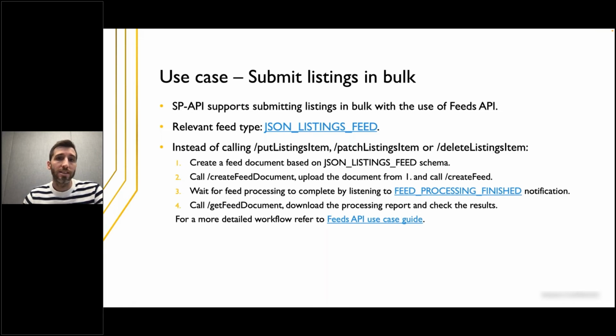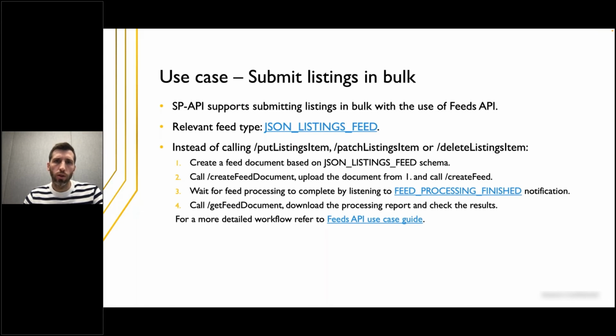Once your feed document is uploaded, you can call the create feed operation, which is basically indicating to Amazon that processing can start for the feed that you uploaded. Then step number 3 is basically waiting for this feed to be processed and for processing to finish on the Amazon side. Once that happens, you will get a notification. You can receive a notification telling you that processing is done if you are subscribed to the feed processing finished notification.